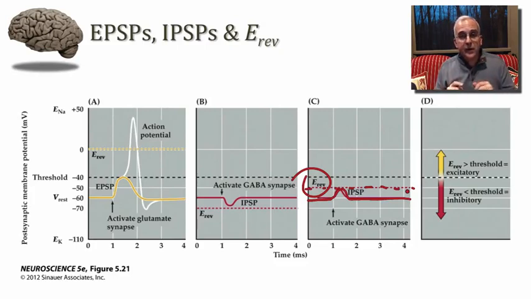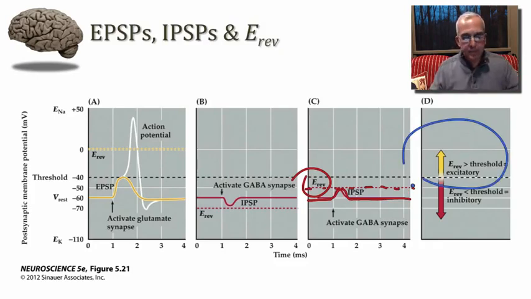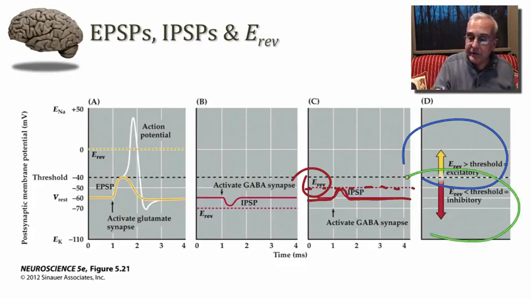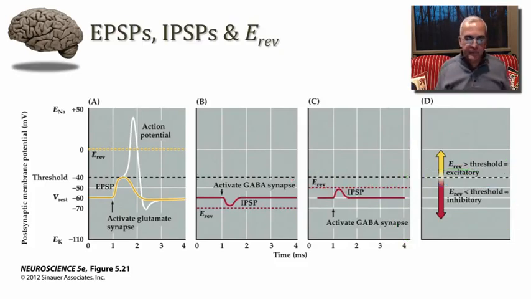I want you to associate the idea that the reversal potential of the active conductance is what defines a postsynaptic response as being an EPSP or an IPSP. So if the reversal potential of the active conductance is above threshold, then that is an excitatory postsynaptic potential. If the reversal potential of the active conductance is below threshold, then that is an inhibitory postsynaptic potential.